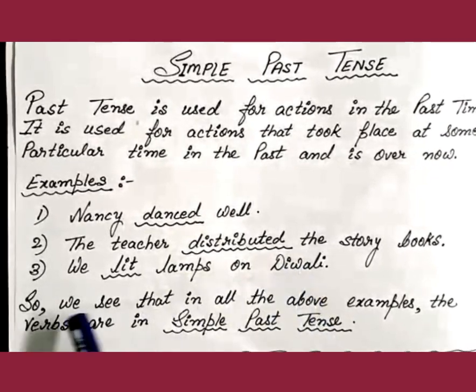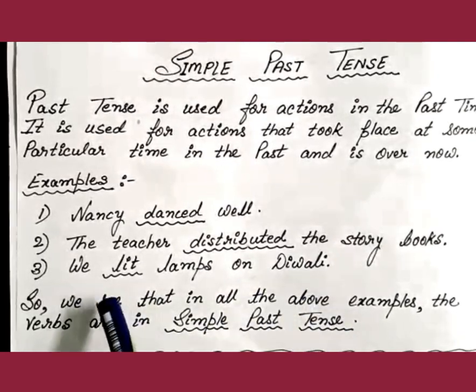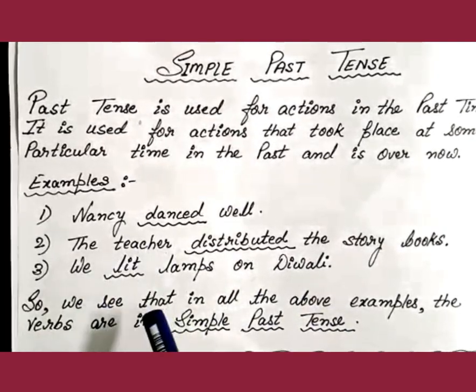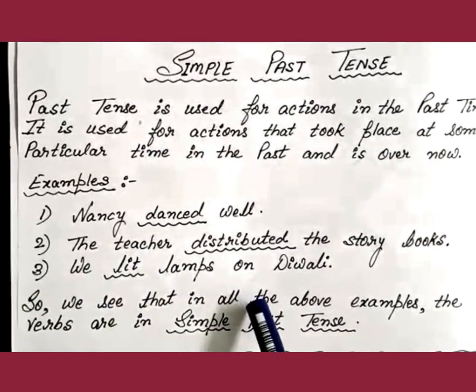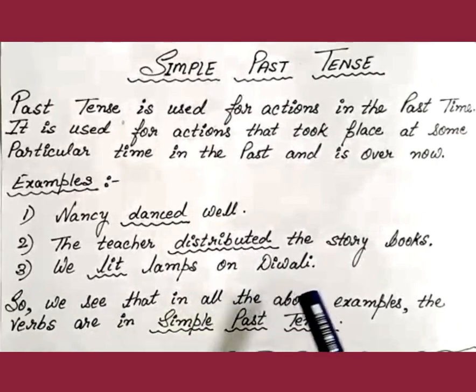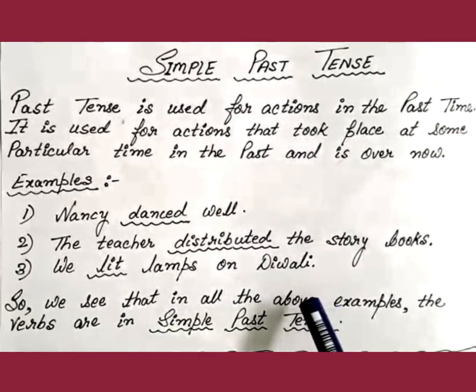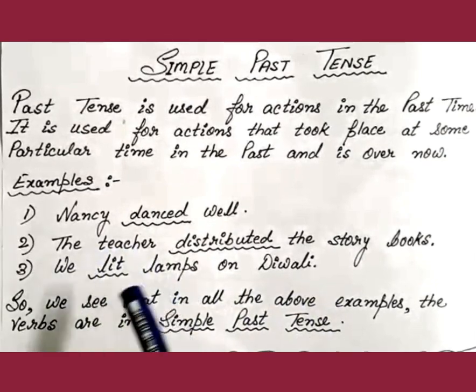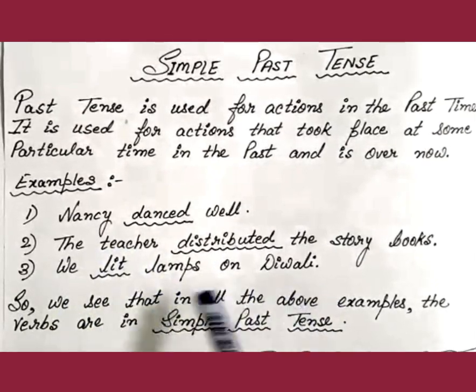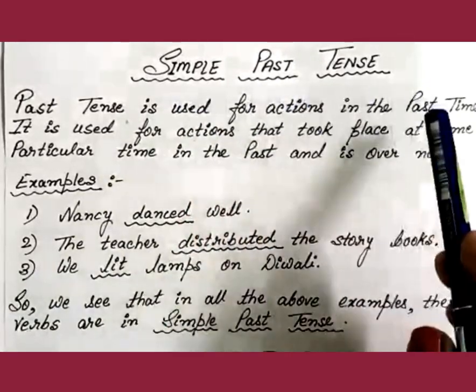The third example, we lit lamps on Diwali. So lit, again, this form of verb tells you that the action has already taken place in the past. We light lamps on Diwali is different. We lit lamps on Diwali is different. So lit is the past tense. So herein we find that the third sentence also belongs to simple past tense.